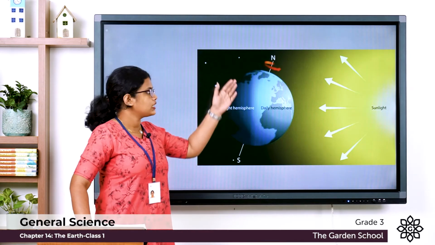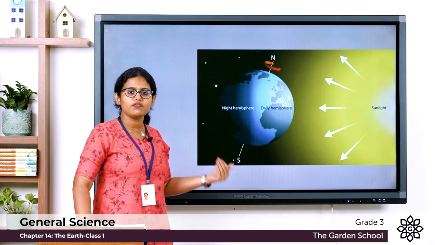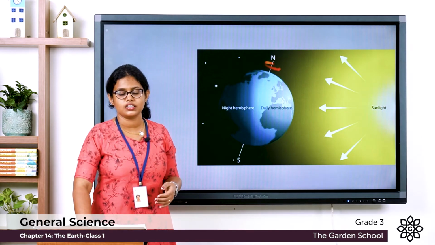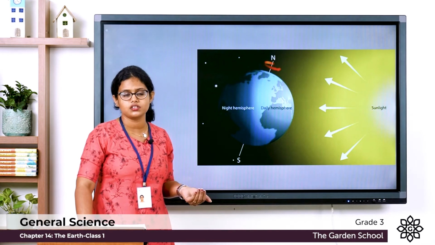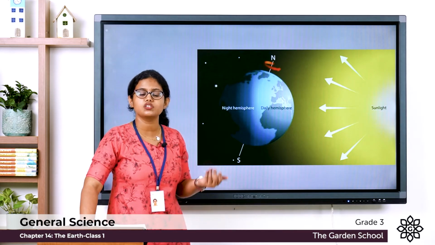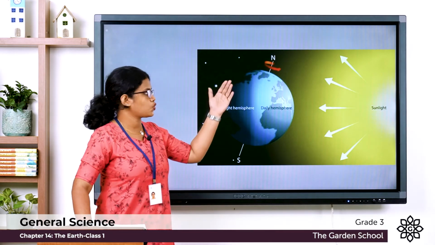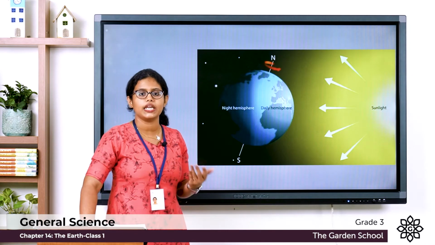And what about the part of the earth which is away from the sun? That part will have night. Why? Because it does not receive sunlight. So that part will have night.